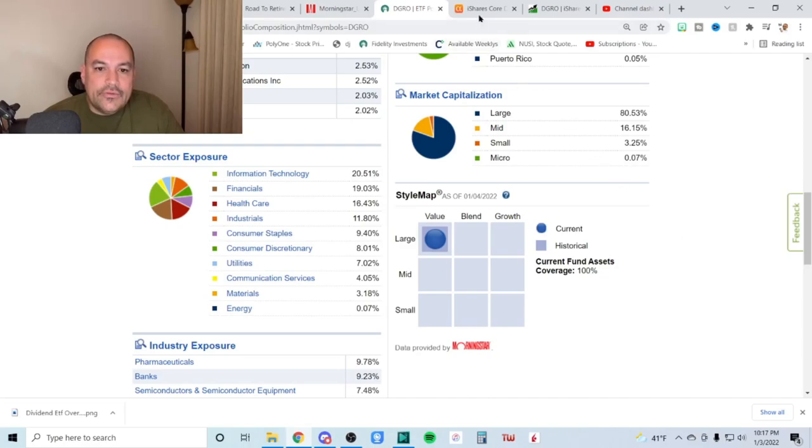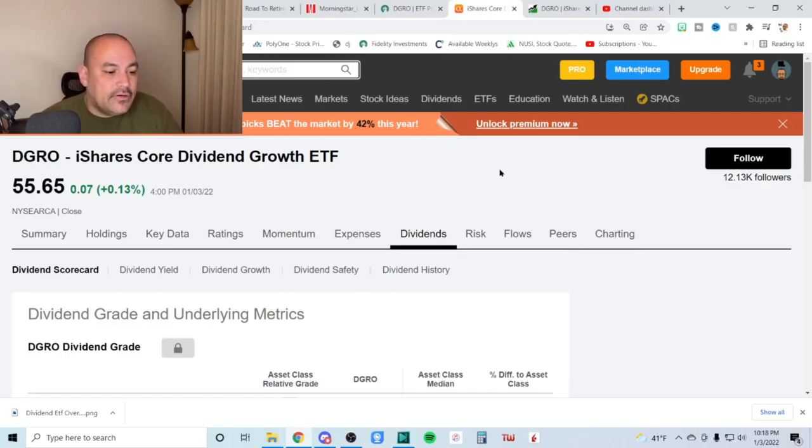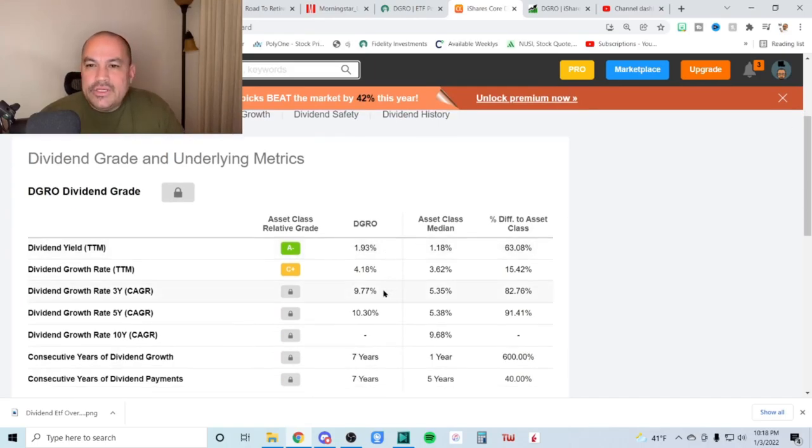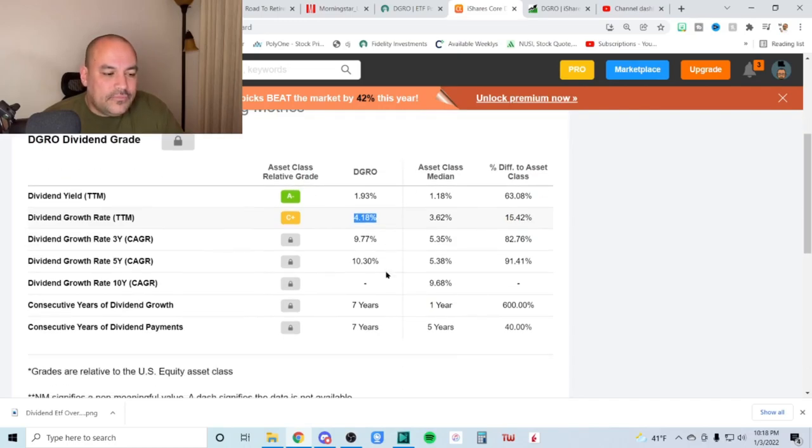So let's take a look at the dividend growth. And for that, we're going to use Seeking Alpha. Seeking Alpha has them at 1.93% for the dividend yield. Everybody's going to have a little bit different calculation there. Not so great on the dividend growth rate. The trailing 12 months, only 4.18% dividend growth. We had a 6-something percent inflation rate, so that didn't keep up. That's a little disappointing. But the 3-year compounded growth rate is 9.77, and the 5-year is 10.3. So that's a good average. Just hopefully in the future we can get these dividend growth rates up.